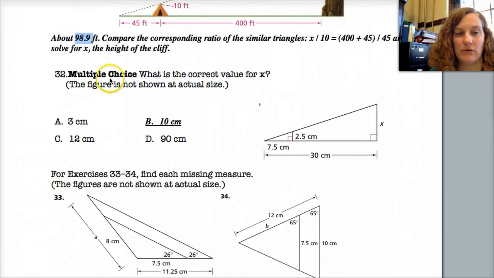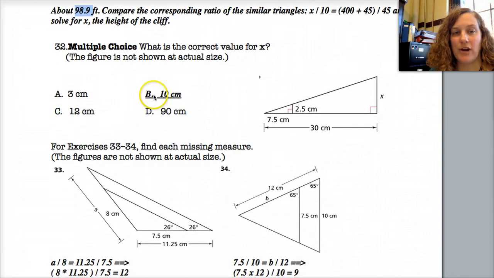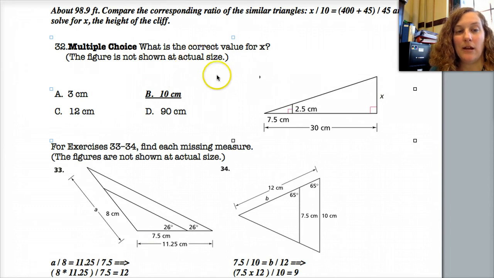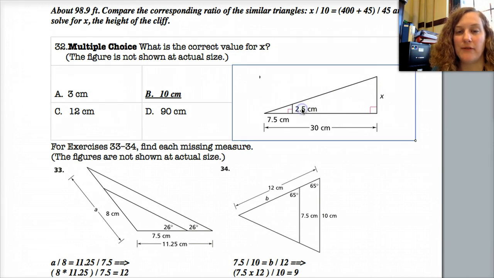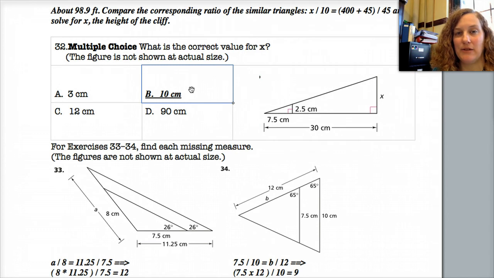Question 32. What is the correct value for x? The figure is not shown in actual size. It's not to scale. So here again, we have a triangle within a triangle that is similar. You can always pull them apart and take the bigger triangle out. But we have three knowns and one unknown, so we set up our ratio. 2.5 over 7.5 equals x over 30. If you cross multiply and divide to solve your proportion, you'll get that b is 10 centimeters.